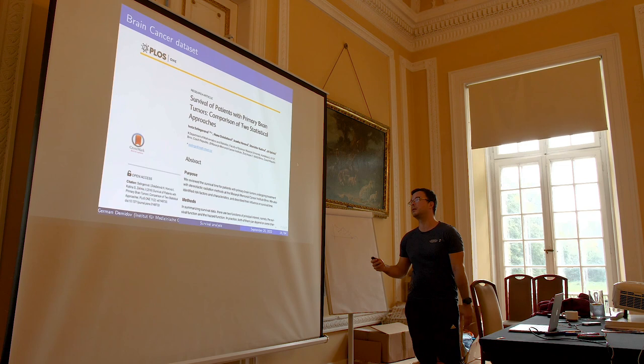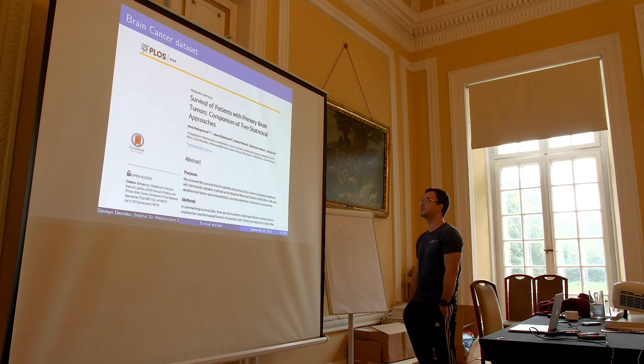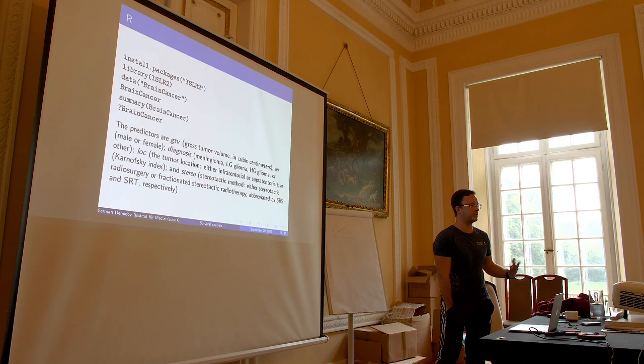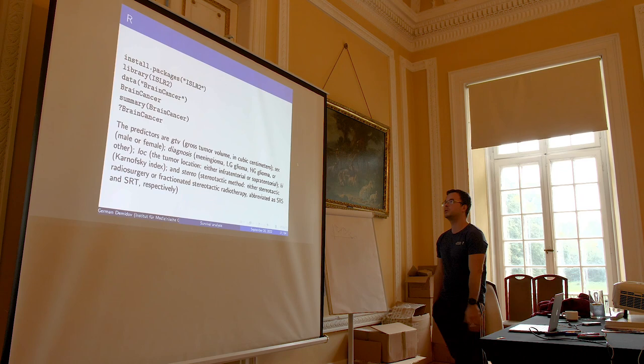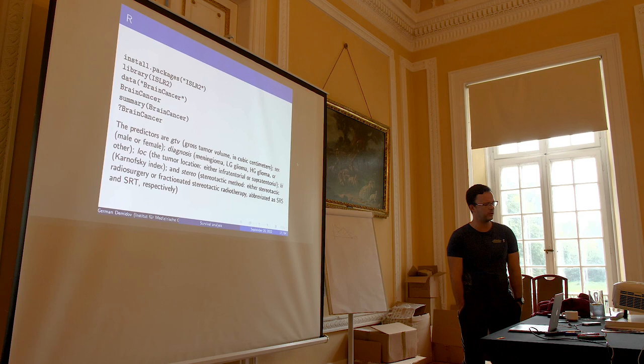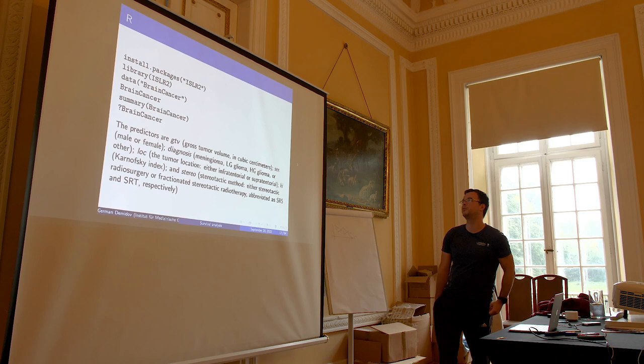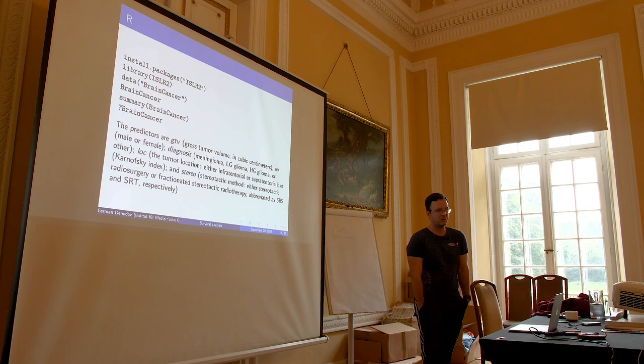Here, it's the survival of patients with brain tumors. The first step is to explore the data set, what the predictors are which are used there. So please load this package, ISLR2. It's Introduction to Statistical Learning. The package is supplied with the book. And load this data, BrainCancer. Check the predictors, check the values, whether anything is weird there.